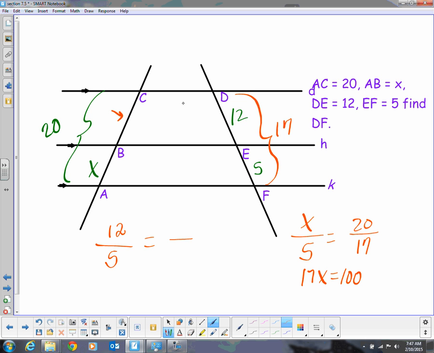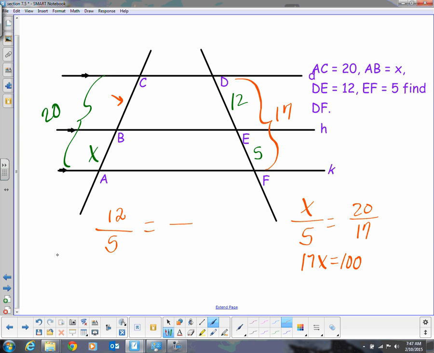Did you all see that? If I'm given this whole, and you have numbers over here, get that whole. And then we can say part is to part as whole is to whole. And my guess is they probably did that.